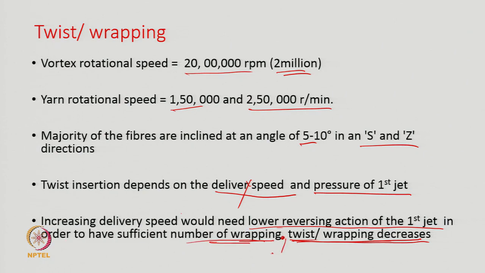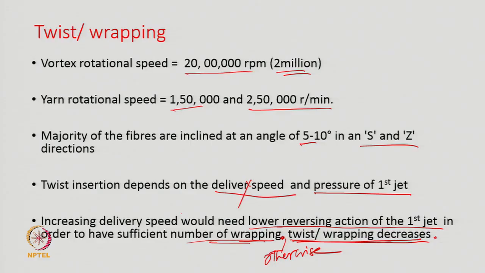Otherwise, twist or wrapping is going to decrease. So, more delivery speed means more production. Generally, the productivity of the machine is measured in terms of the delivery speed. But if I want to go for high delivery speed, the twist and wrapping is otherwise going to decrease. And if we want to counter that, because that basically means that my yarn strength is going to suffer. So, high delivery speed means yarn strength will be low.